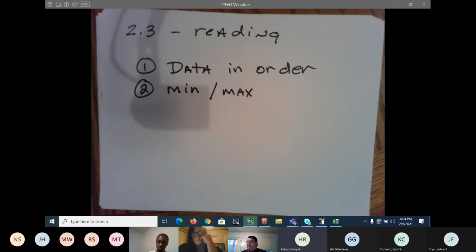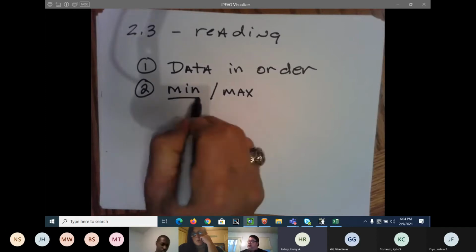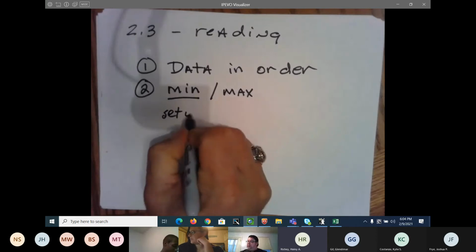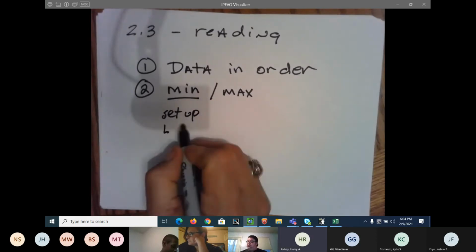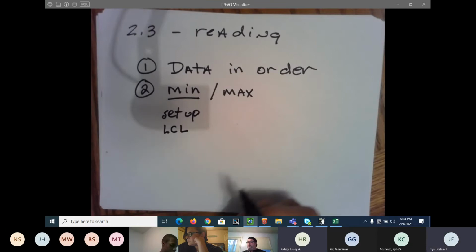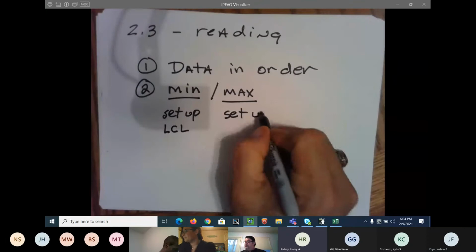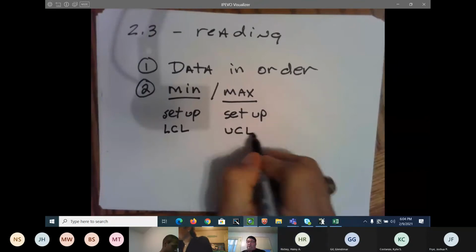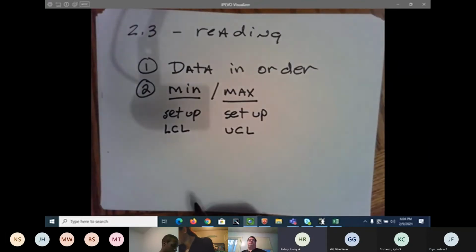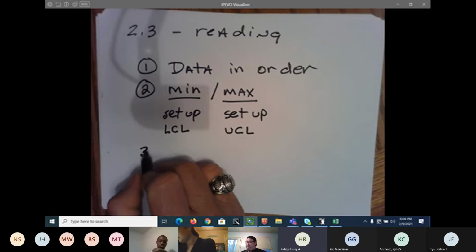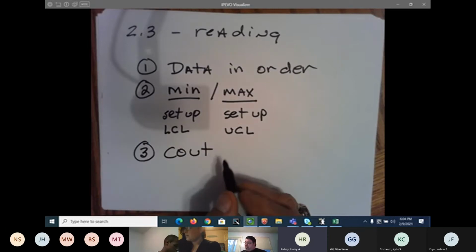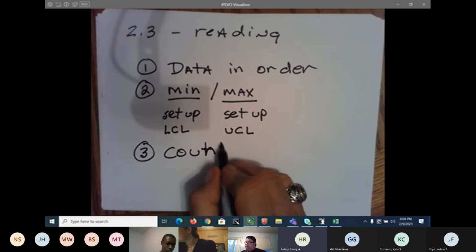Now, after you find the min, that's going to set up your lowest class limit. The max is going to set up your upper class limit. Then what do you do? You start counting by classes.